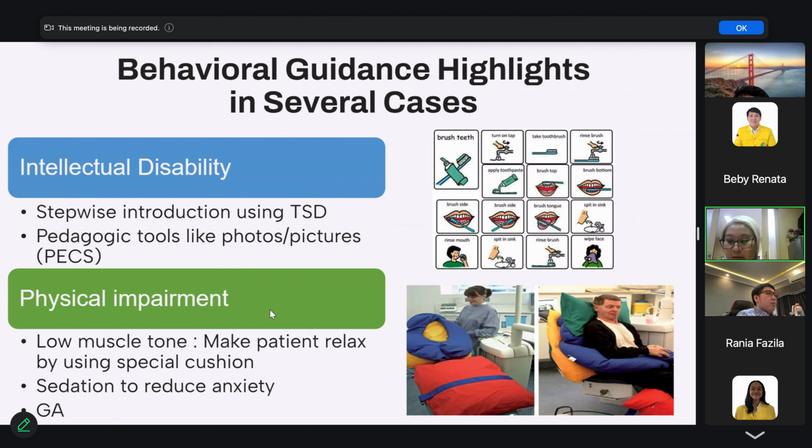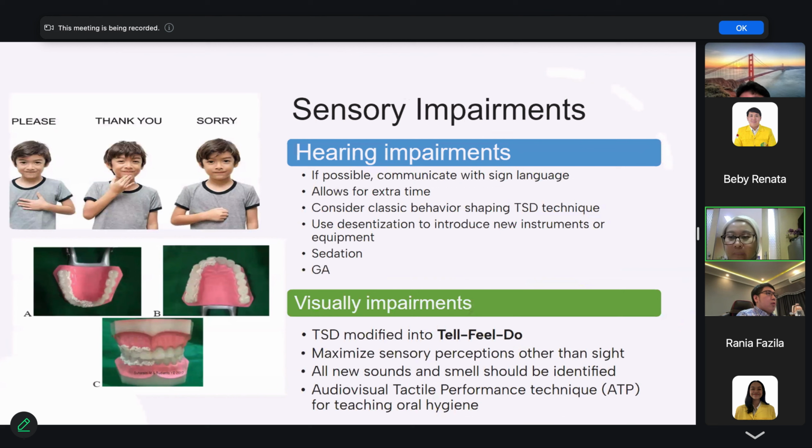And for physical impairment with low muscle tone, they need some support on the back. So you can adjust your chair by adding a soft cushion, especially for the cerebral palsy patient. You need to support the neck. Or also you can think about sedation or GA as an alternative way.